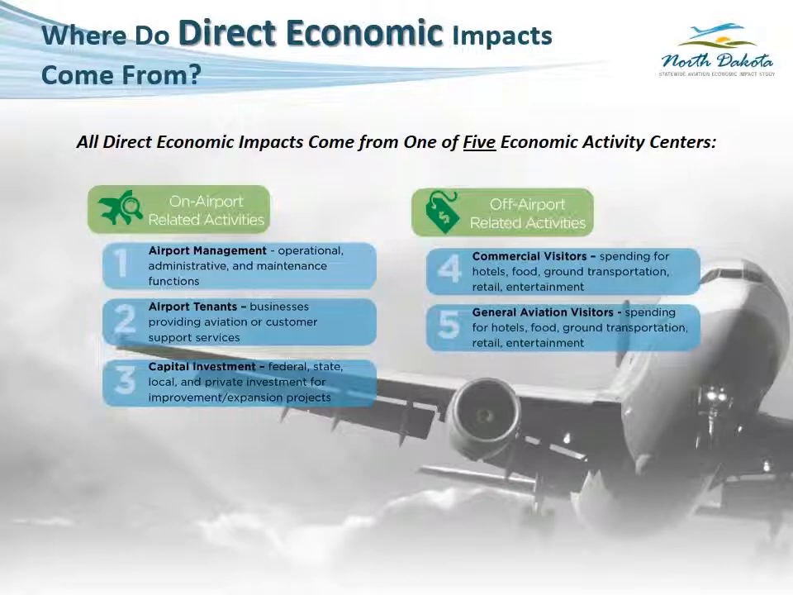For all general aviation airports, economic impacts are associated with one of four categories: airport management, airport tenants, capital investment, or spending from visitors arriving in North Dakota on general aviation planes. For the commercial airports, they also have impacts from these four categories, but have additional benefits that come from the spending of visitors who arrive on commercial airline flights. Let's talk briefly about each of these impact categories.